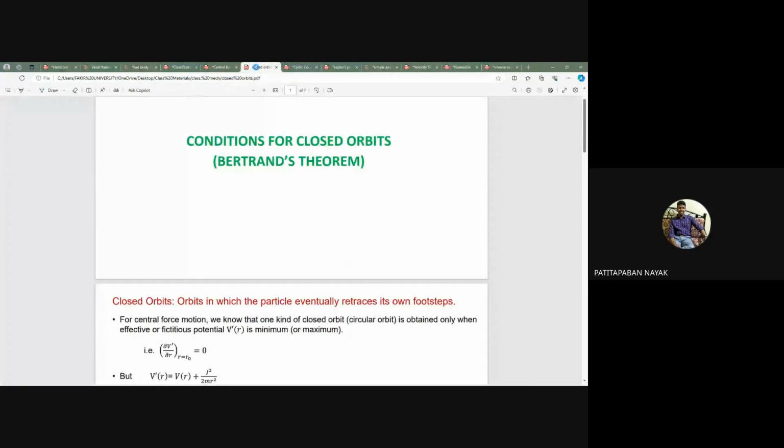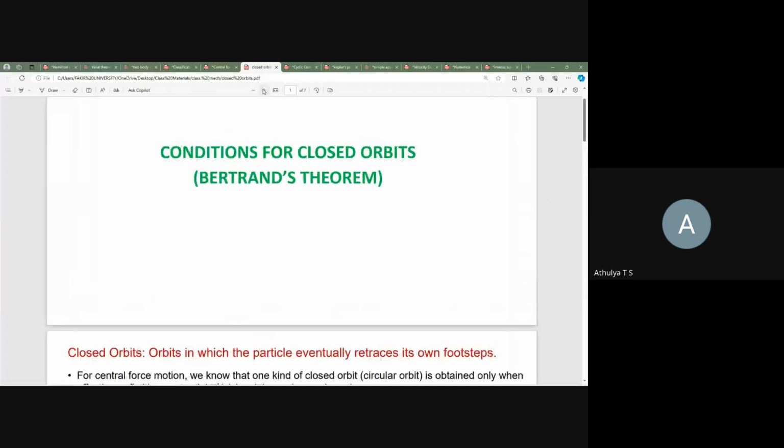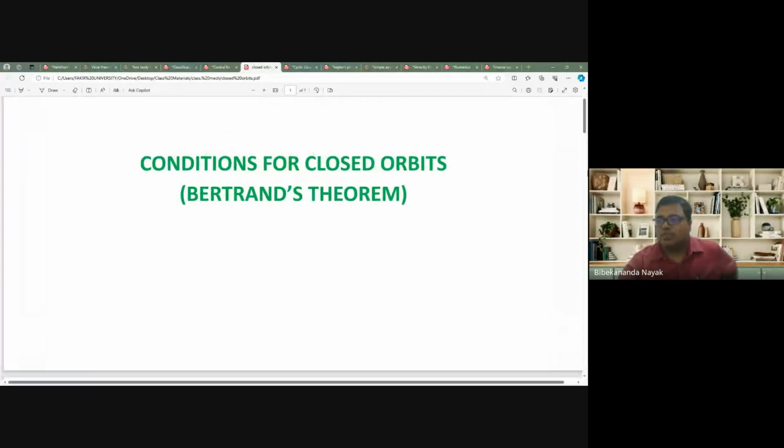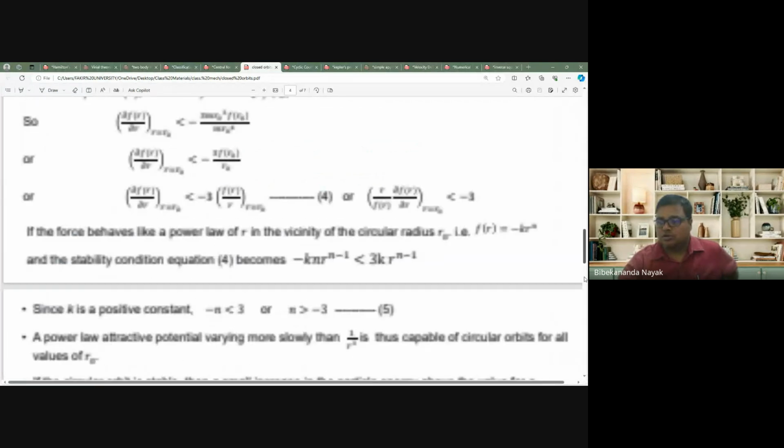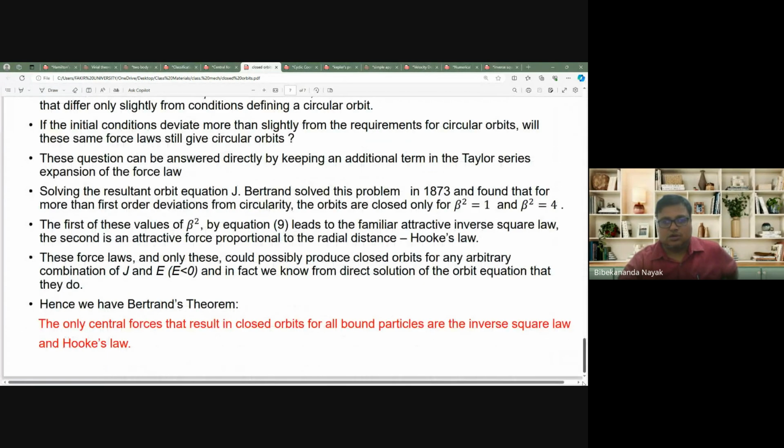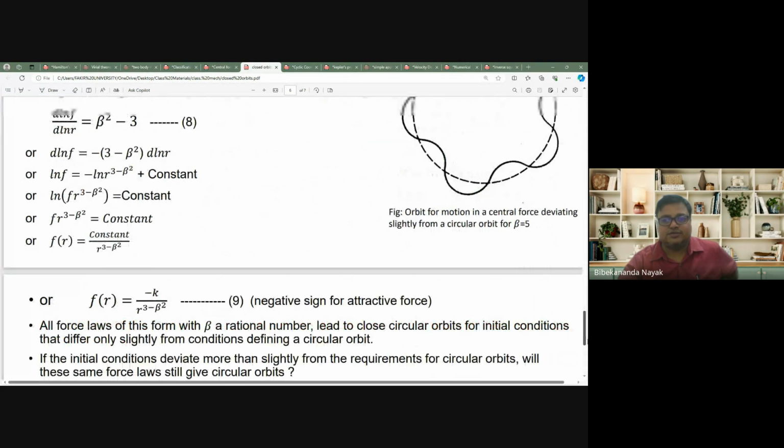Next one: Bertrand's theorem, the theorem for closed orbits.